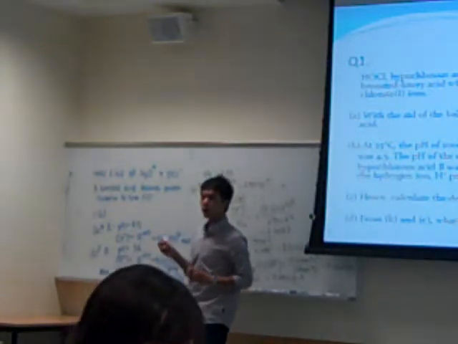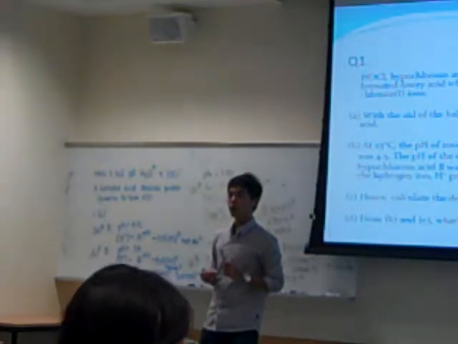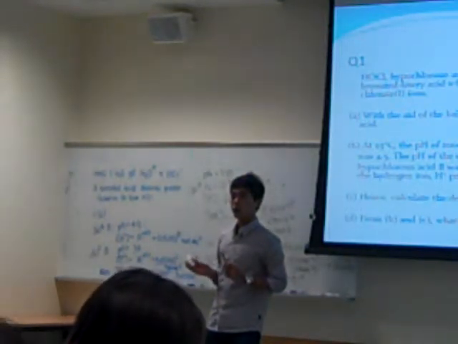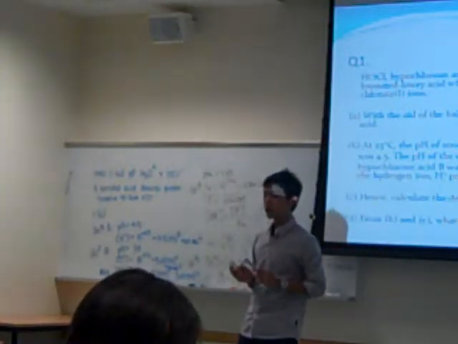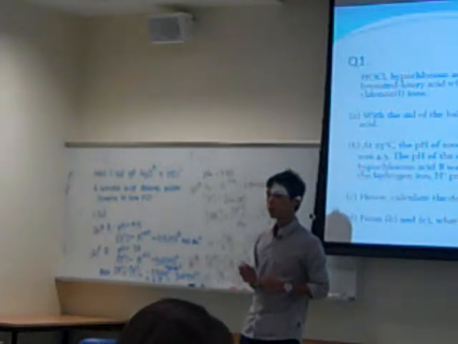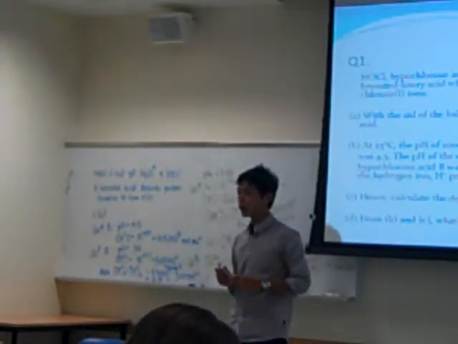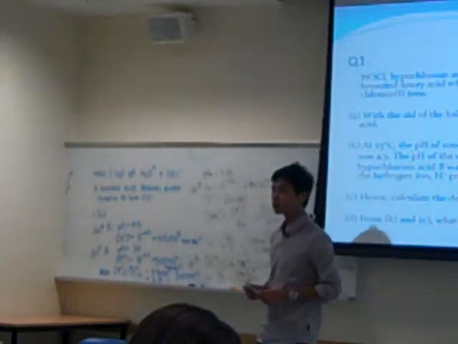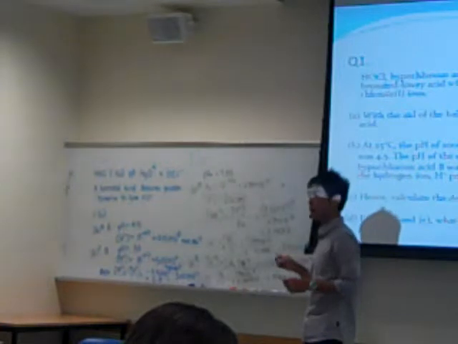Okay, so in this case, can anyone still remember what is the relationship between the Bronsted acid and its corresponding conjugate base? How about Wei Li? If the acid is stronger, is the conjugate base stronger or weaker? Weaker. Okay, so the stronger the acid, the weaker will be its conjugate base.